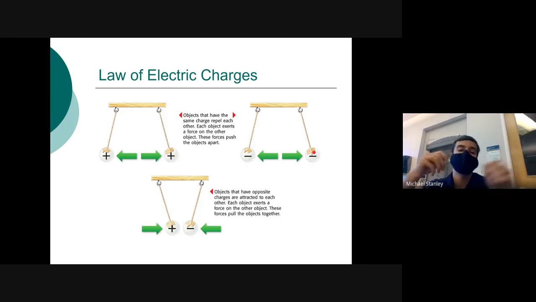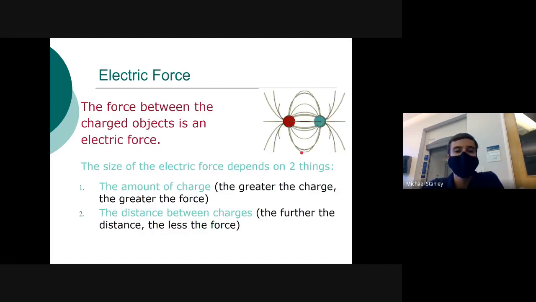So we've got our positives, we've got our negatives. If they're the same, they push away. If they're different, they attract. So how strongly they push away or how strongly they attract each other is something that we can calculate as physicists. It's something that we can measure and use a formula to figure out.